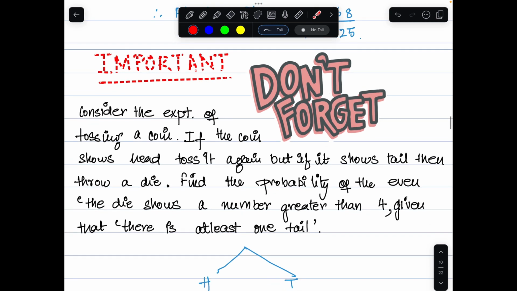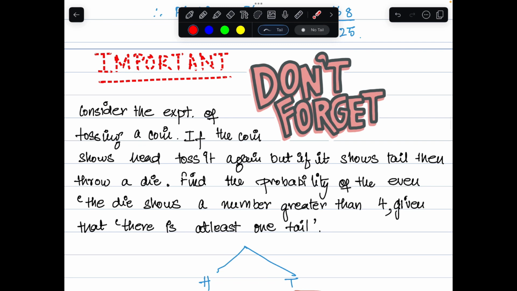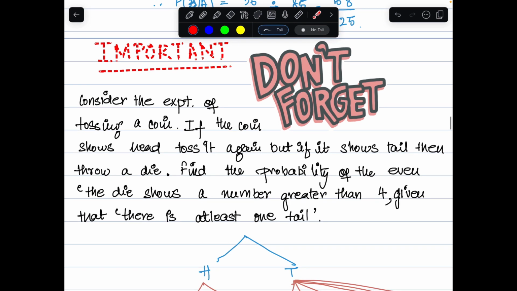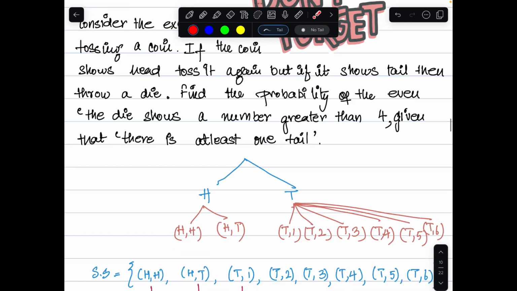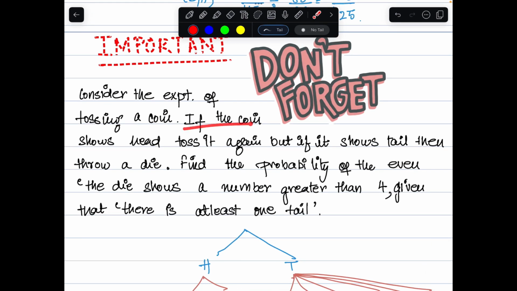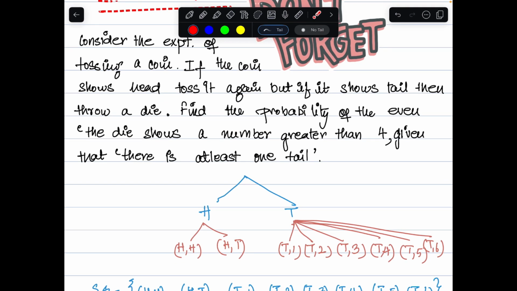Now let's come to a very, very important concept which I have seen students forgetting, and not even touching this question or coming through this concept. Let's understand this concept using a problem. Consider an experiment of tossing a coin. The first thing you're doing is tossing a coin. If it comes as head, you will toss it again. But if it shows tail, then you are going to throw a die. It depends on the previous one, whether you get head or tail, and then the next thing happens, whether you toss again or roll a die.